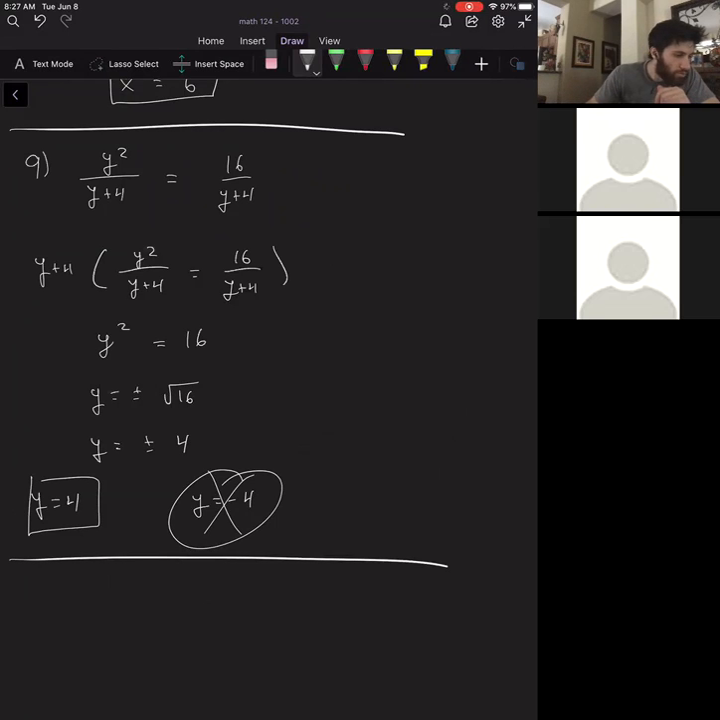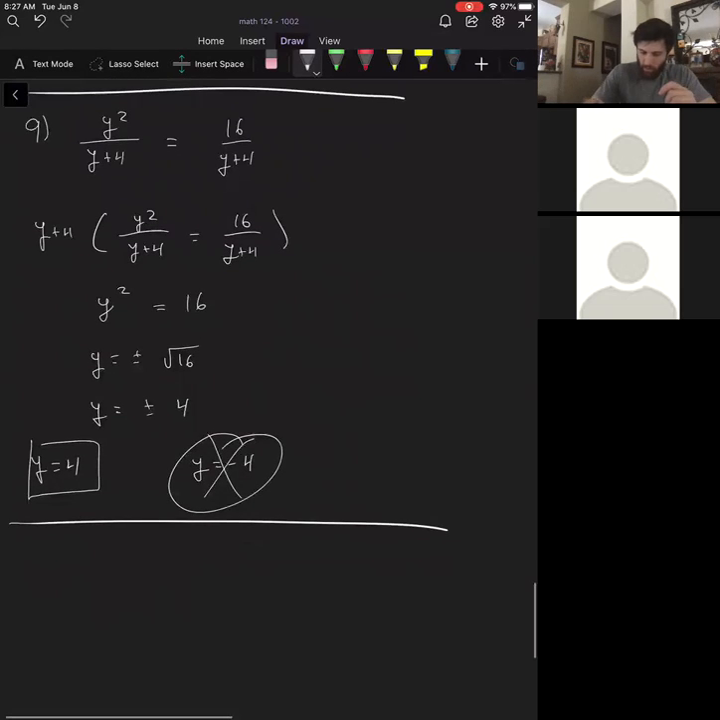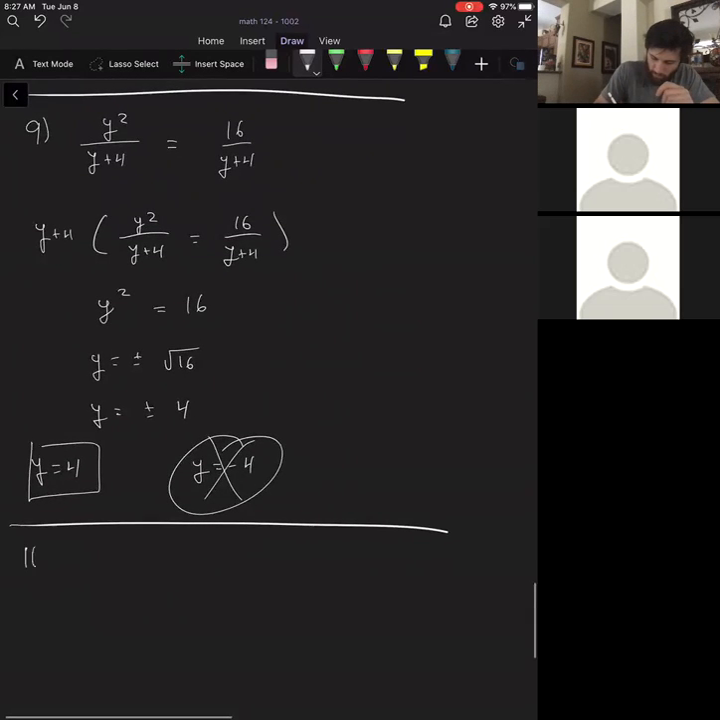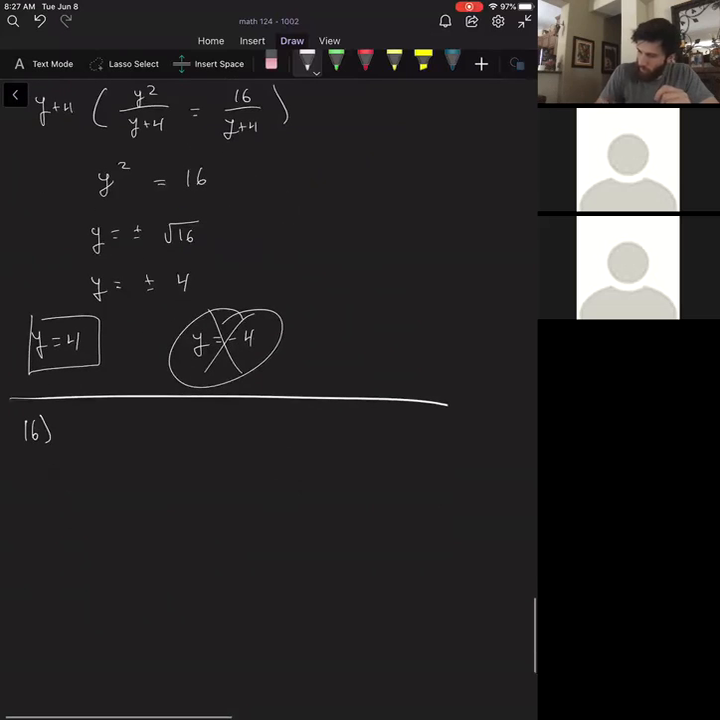Let's do 16. So 16 says 2x over x plus 7 is equal to 5 over x plus 1.